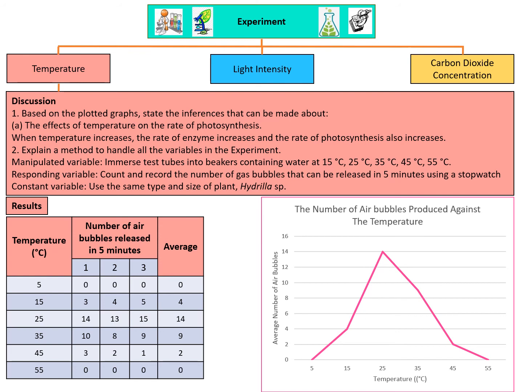The manipulated variable is immersing the test tube into a beaker containing water at 15, 25, 35, 45, and 55 degrees Celsius. The responding variable is to count and record the number of gas bubbles released in 5 minutes using a stopwatch. Constant variable: use the same type and size of plant, hydrilla.